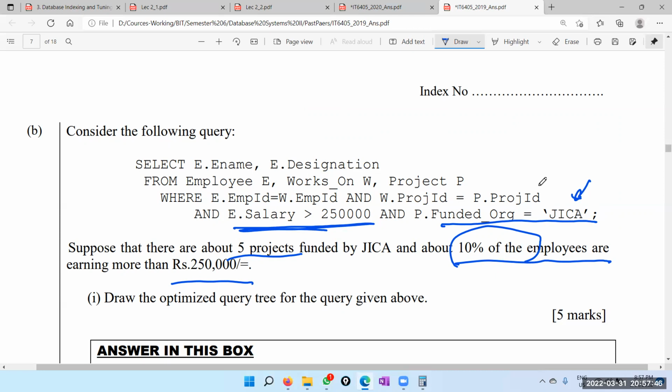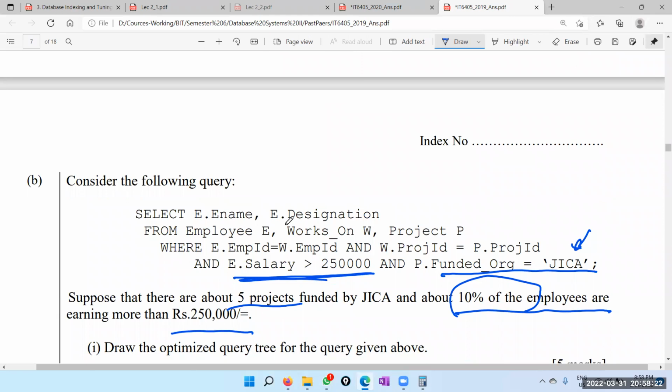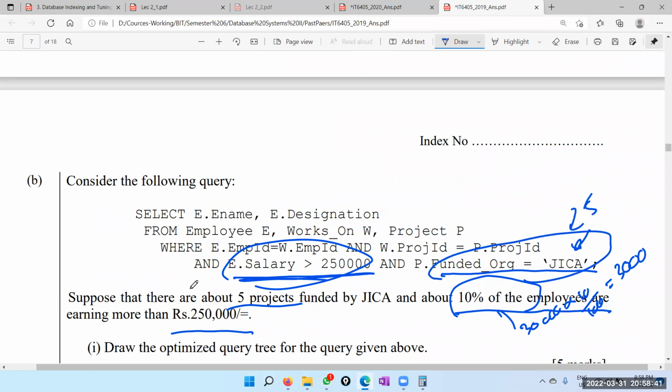But employee record, just give me 1 minute. Right, sorry. In the employee table, there are 30,000 records, right? Yeah, 30,000 records. So 10% of 30,000 means about 3,000 records belong to this. About 3,000 records will fall into this, whereas only 5 records will be there. Only 5 records, but here 3,000 records.